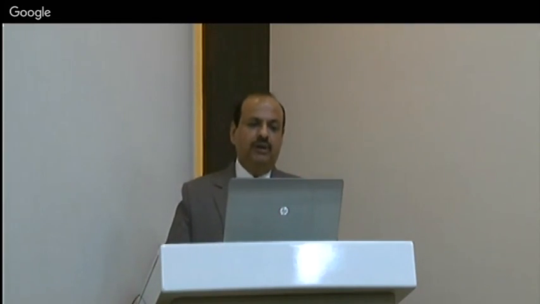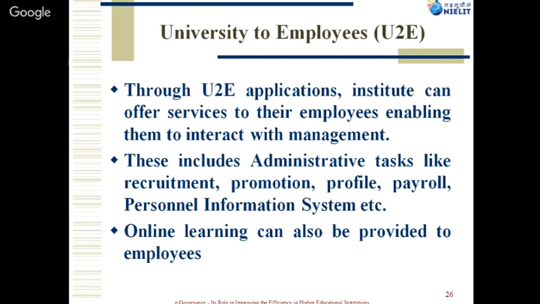University to employee: through the U2E application, the institute can offer services to its employees, enabling them to interact with management. These include administrative tasks like recruitment, promotion, profile, payroll, personnel information system, etc. There are many service-related matters with employees. Those can be uploaded on the information system website of the institute so that it is transparent to everybody. It is known to everybody that this is the rule, this is the regulation, these are the actions, these are the implementations. Instead of going here and there to collect the desired information, it should be readily available. And also vice versa, some input and feedback can be taken from the employees to make decisions.